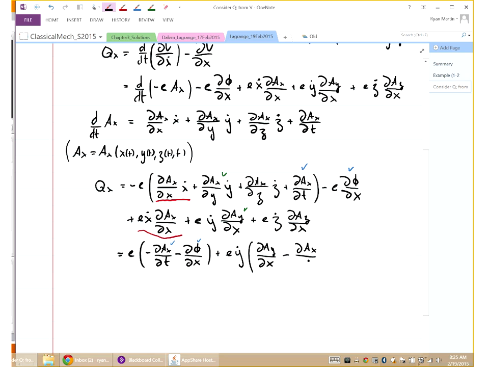minus ∂Ax/∂y. I'll do the same thing for the z dot term, which are the remaining terms. I have e z dot, ∂Az/∂x minus ∂Ax/∂z.